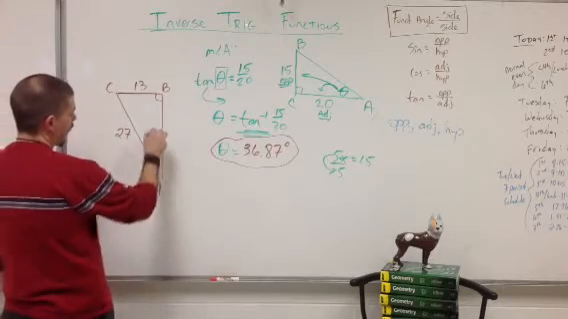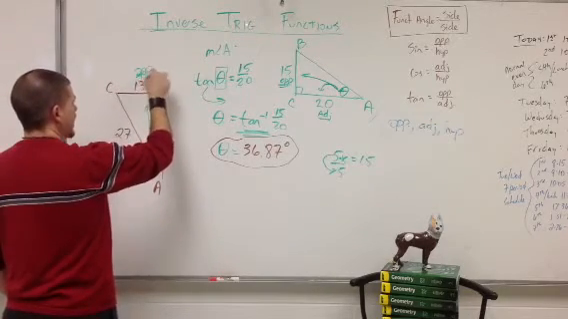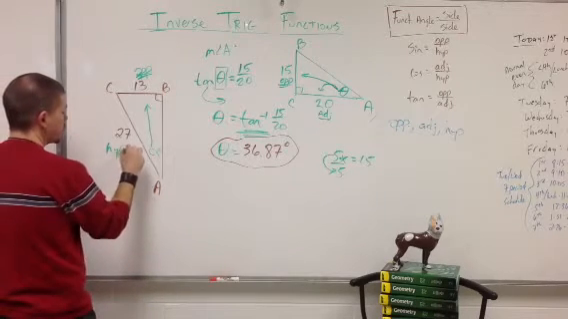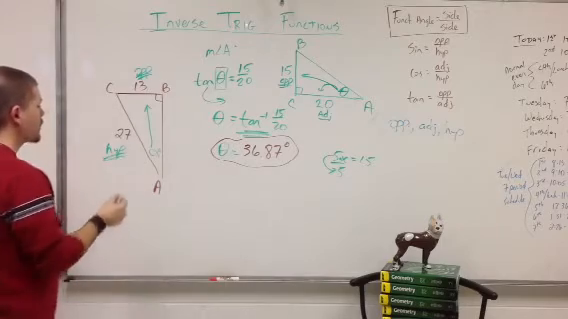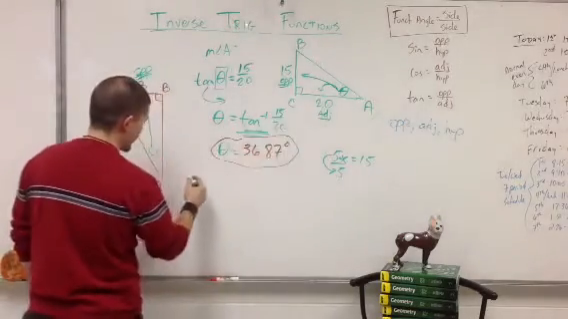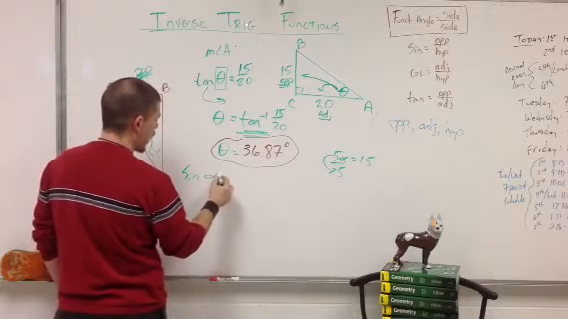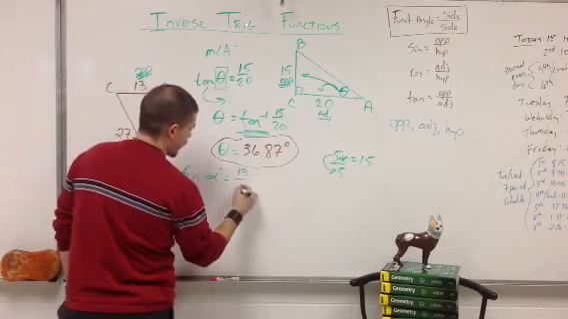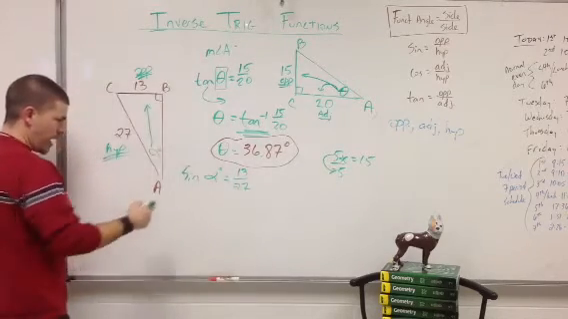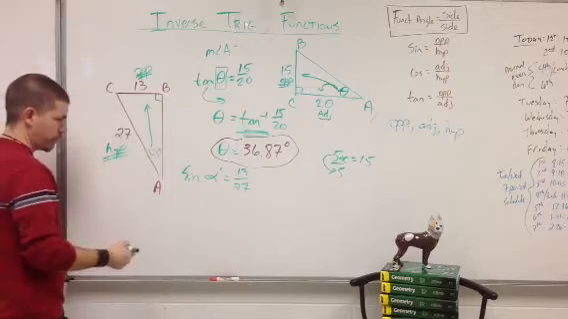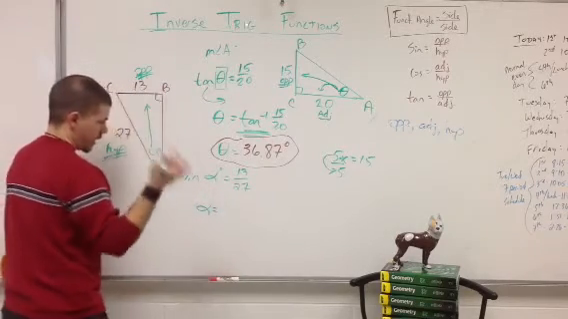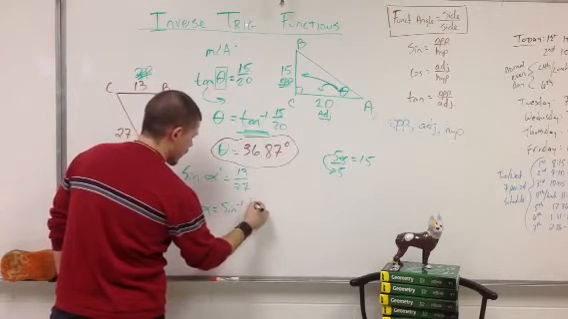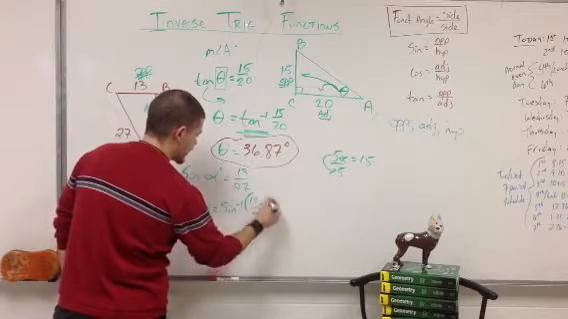So here we go. This is my opposite side. This is my hypotenuse side. Opposite, hypotenuse: sine of what? Sine of alpha. Sine of alpha is what? 13 over 27. How do I get rid of that sine? So the sine inverse of 13 over 27.